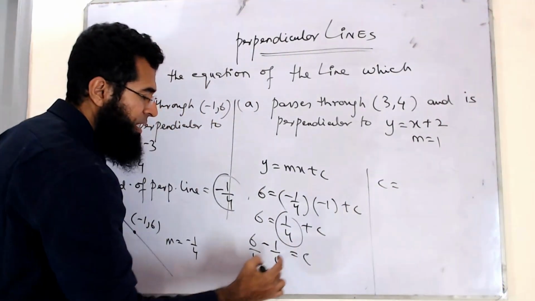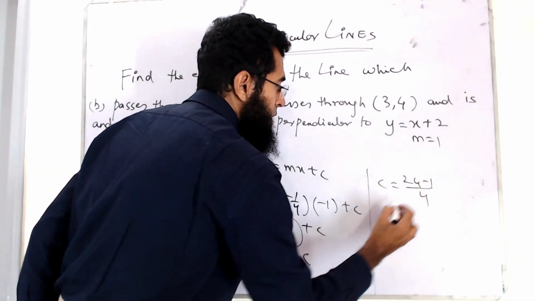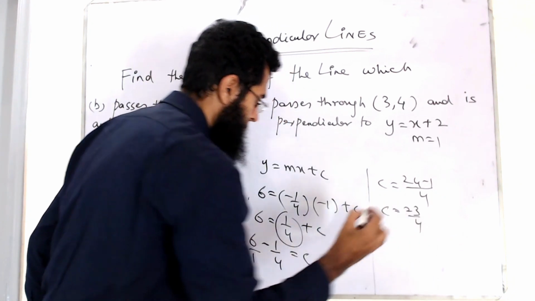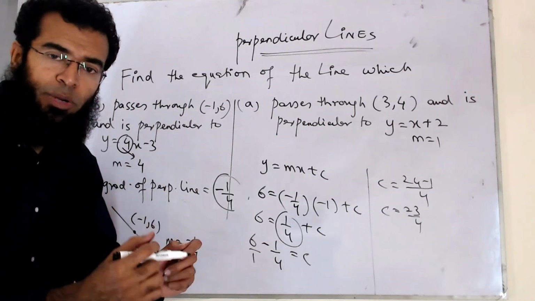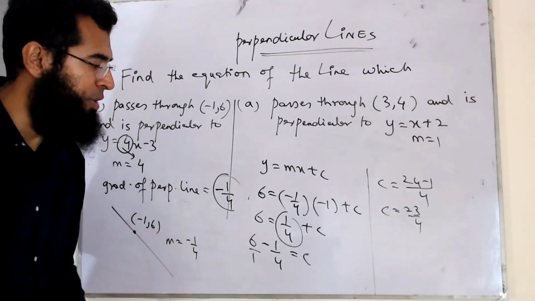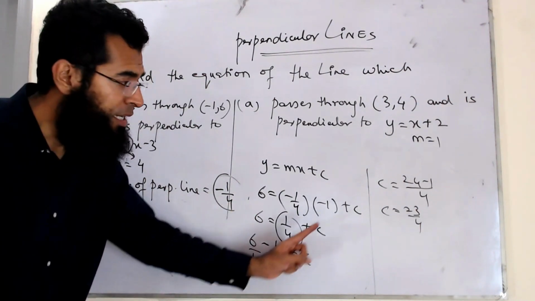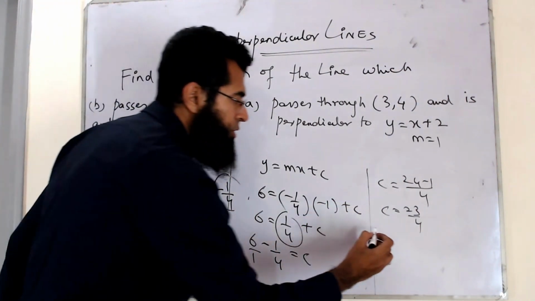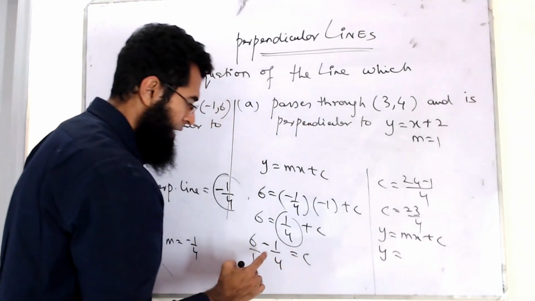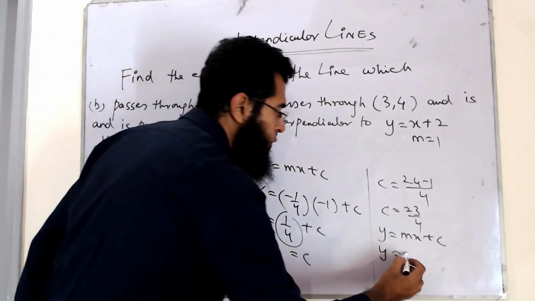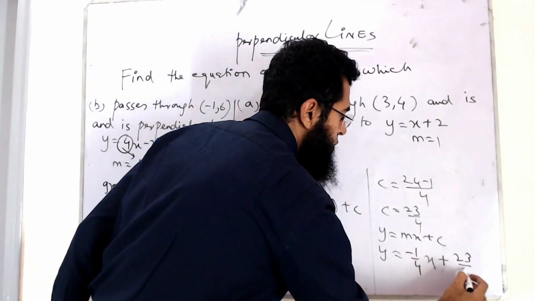So c will be 24 minus 1, which is 23 over 4, right? So c will be 23 over 4. We have the calculators. You can also calculate with the calculator as well. So we've got the gradient. You've got the y-intercept. You'll simply plug into the original equation, which is y = mx + c. So y is equal to, gradient is minus 1 over 4, x, and c is 23 over 4.